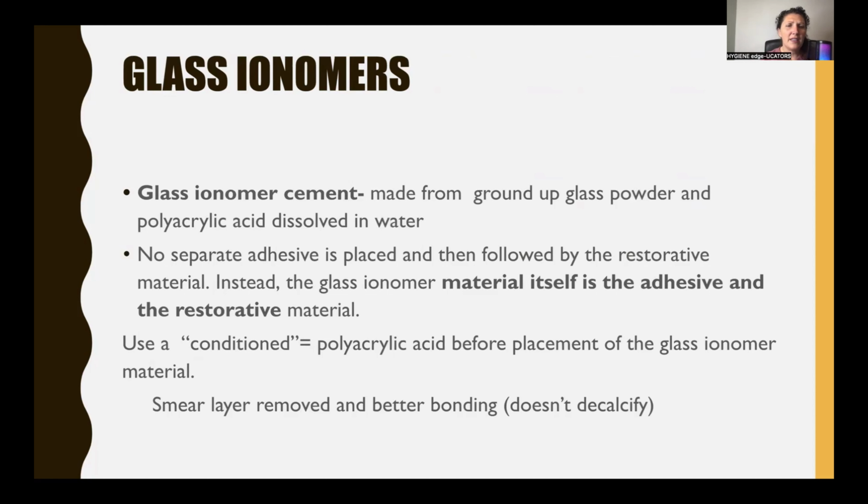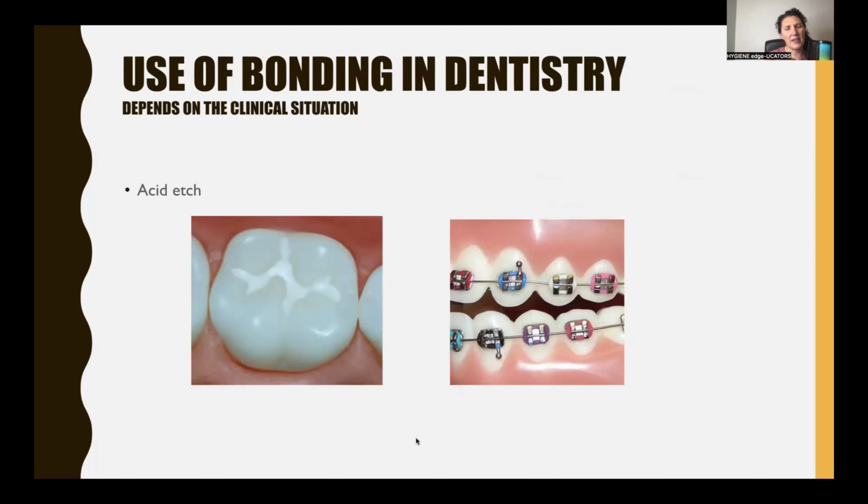And then that very last line says the smear layer is removed and there's better bonding and it doesn't decalcify. With glass ionomers, the reason you'd want to use that polycarboxylic acid is to remove that smear layer. Even on glass ionomers, even though they're adhering chemically, it's great to have that surface prepped for you.